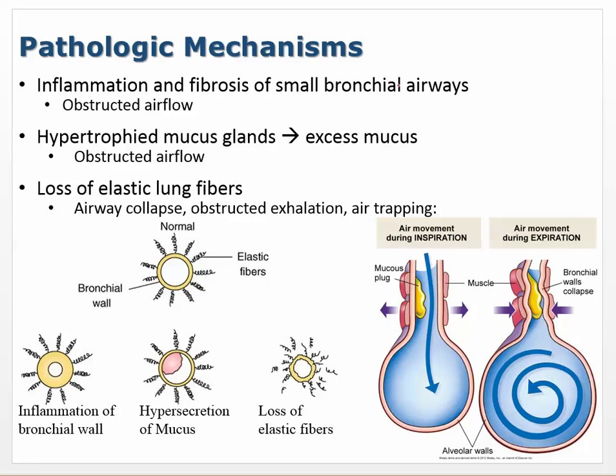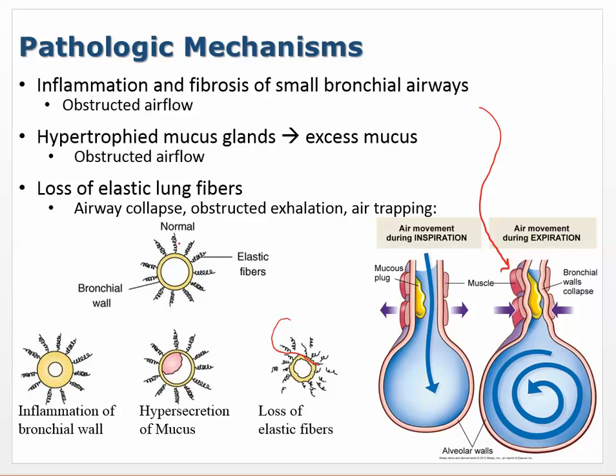Other pathological mechanisms, so inflammation and fibrosis of small bronchial airways. So now we can kind of look down here. So this is the alveolus, but here are your small bronchial walls. So they're going to lose their efficiency overall, and that can obstruct flow. Hypertrophied mucus glands, so excess mucus can be produced, which is going to obstruct airflow. And importantly, loss of these elastic fibers.